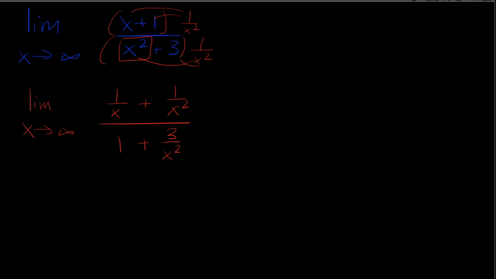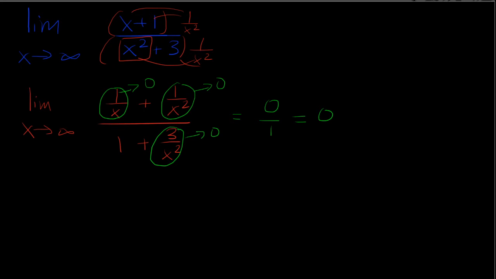Now we know that 1 over x, 1 over x squared, and 3 over x squared will all go to 0. So we're left with 0 over 1, which is 0. So our limit is 0.